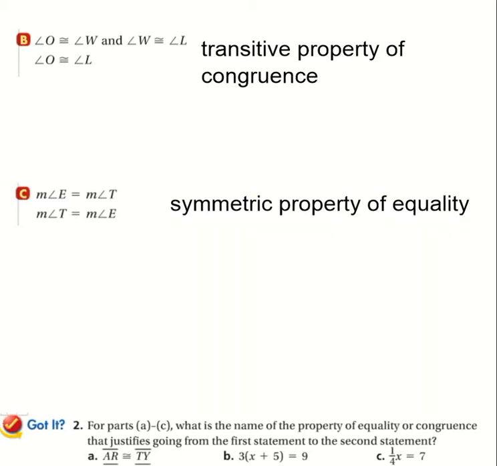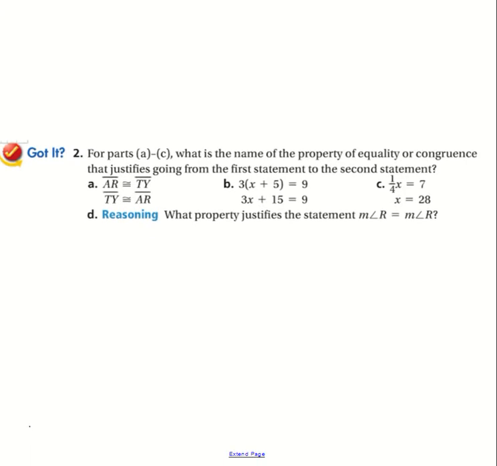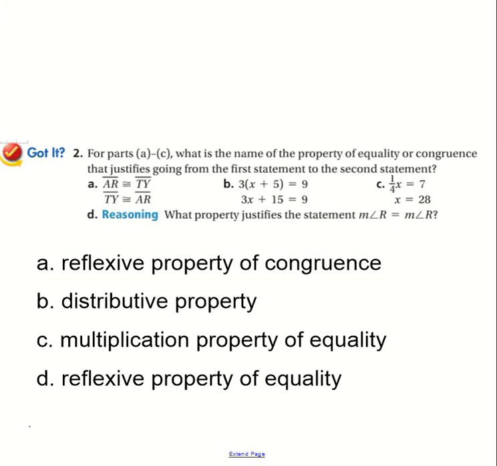So what I'm going to have you do now is scroll down to these problems right here. For A, B, and C, what is the name of the property of equality or congruence that justifies going from the first to the second statement? And then D, what property justifies the statement below? So pause the video here and do those. And so here you can check your answers with mine. For A, it's the reflexive property.